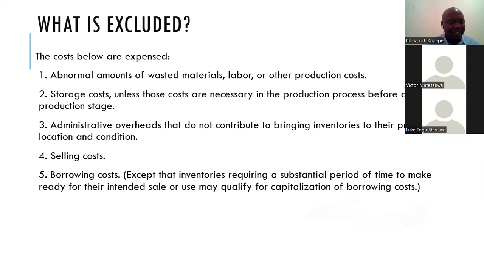These are things that you need to exclude: the abnormal amounts of wasted materials. You remember in costing, we used to look at normal losses, abnormal losses, and the like. So as long as it is abnormal, then it is an expense, and that should not be part of your costings.